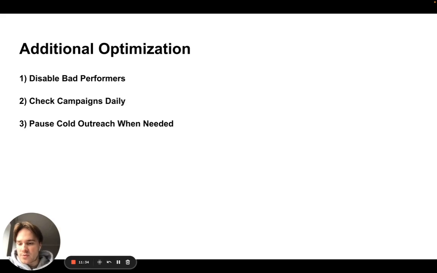And that also brings me to the third point, which is pausing cold outreach when needed. Sometimes it's not just one campaign that's performing super bad, it's all of your campaigns. So then you have to make the decision to pause all of the cold email campaigns and just let warmup run again. Usually a week or two does the trick, but basically it builds back your reputation. And after you've warmed them up again, you can restart your cold outreach and see if that made any difference.